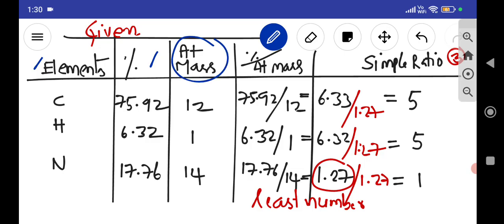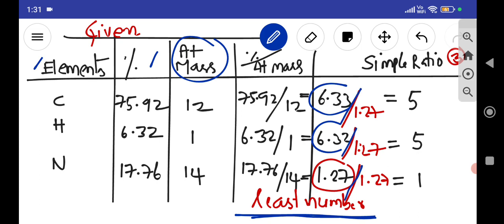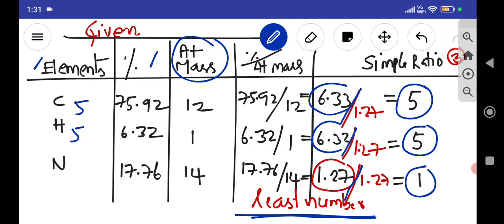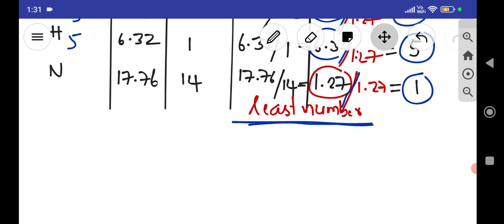Atomic mass is the first thing, then percentage by atomic mass we have to write. Accordingly we have calculated percentage by atomic mass, and here we get 6.33, 6.32 and 1.27. Very important thing, you have to take the least number and divide the obtained three values by the least number. So we get a simplest ratio 5, 5 and 1. So we will get the empirical formula as C5H5N. Fine, now you got the empirical formula.